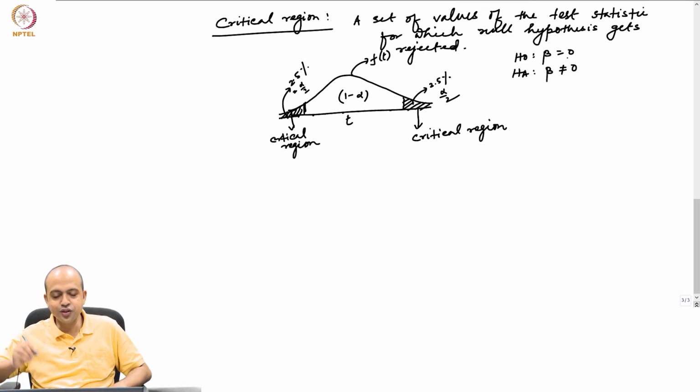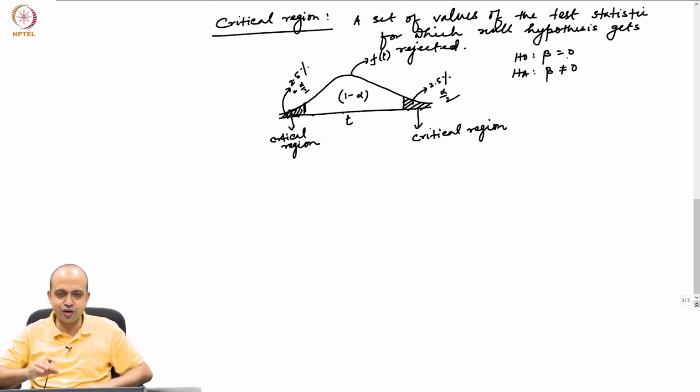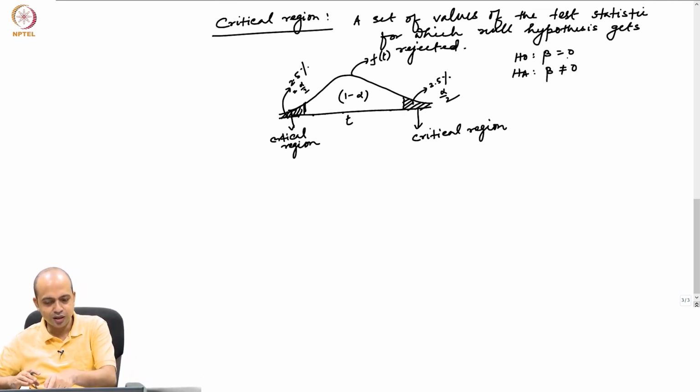Since the alternative is beta not equals to 0, it can be either on the left side or on the right side of the distribution. That is why when your alternative hypothesis is a composite one, like not equals to 0, your critical regions will lie on both sides. And since the T distribution is symmetric, the area is the same on the right side as well as on the left side. So, this is alpha by 2, this is also alpha by 2.